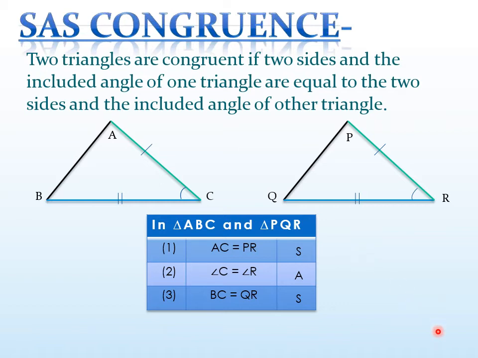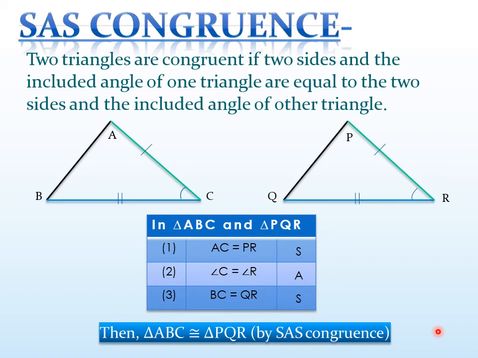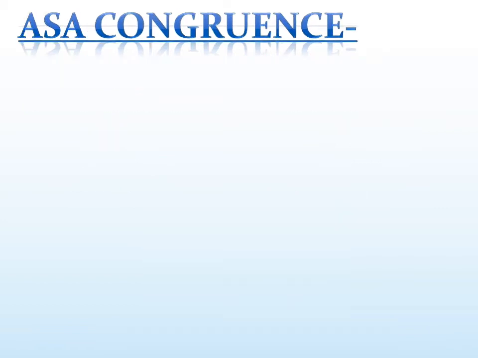Now, since for this case we have valid corresponding sides and angles, we can say that triangle ABC and triangle PQR are congruent to each other by SAS congruence rule.